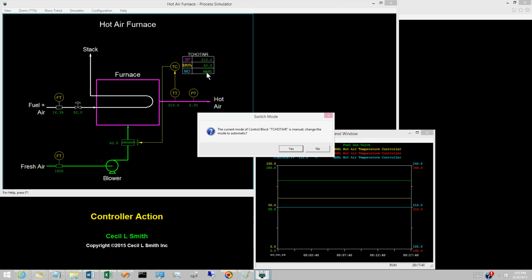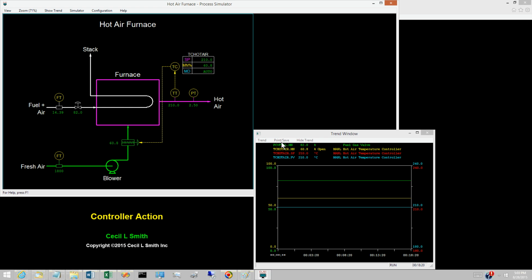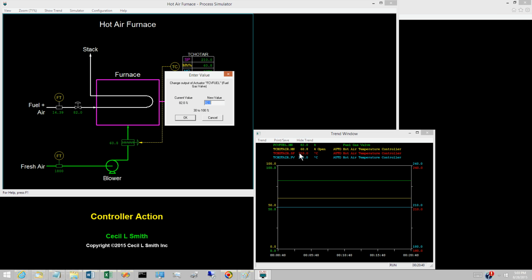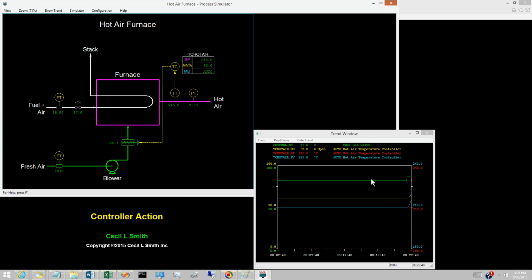Switch the controller to auto. Then increase the fuel flow by increasing the fuel valve opening to 87%. The hot air temperature initially increases, but the controller responds appropriately.